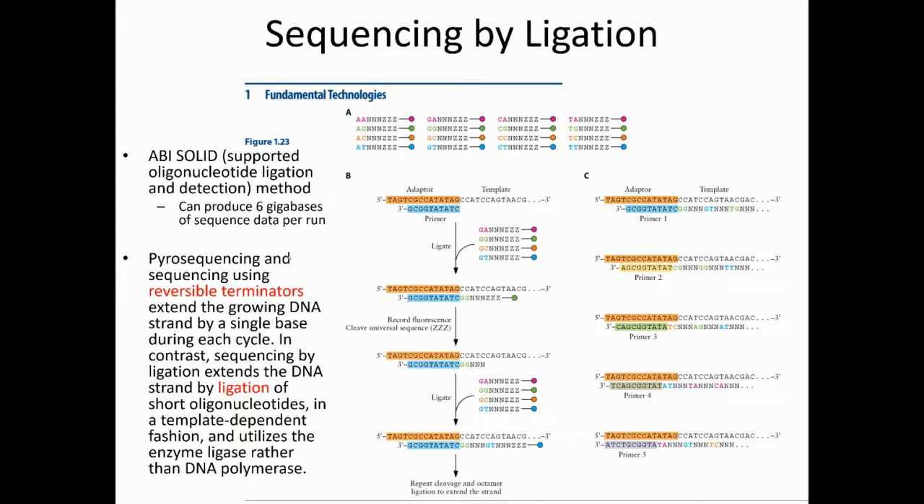For this sequencing technology, you need to have a set of 16 different oligonucleotides because that can represent 16 different possible combinations of the two dinucleotide. So from AA, AG, AC, AT, all the way to TA, TG, TC, TT.